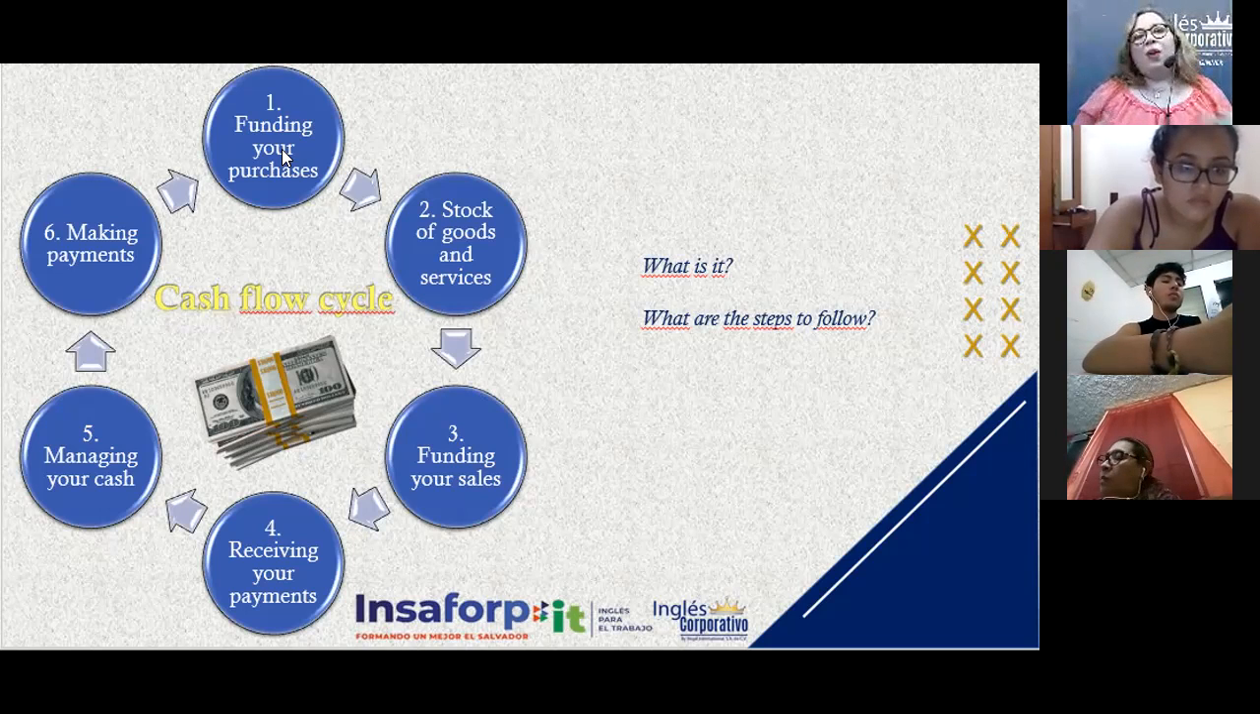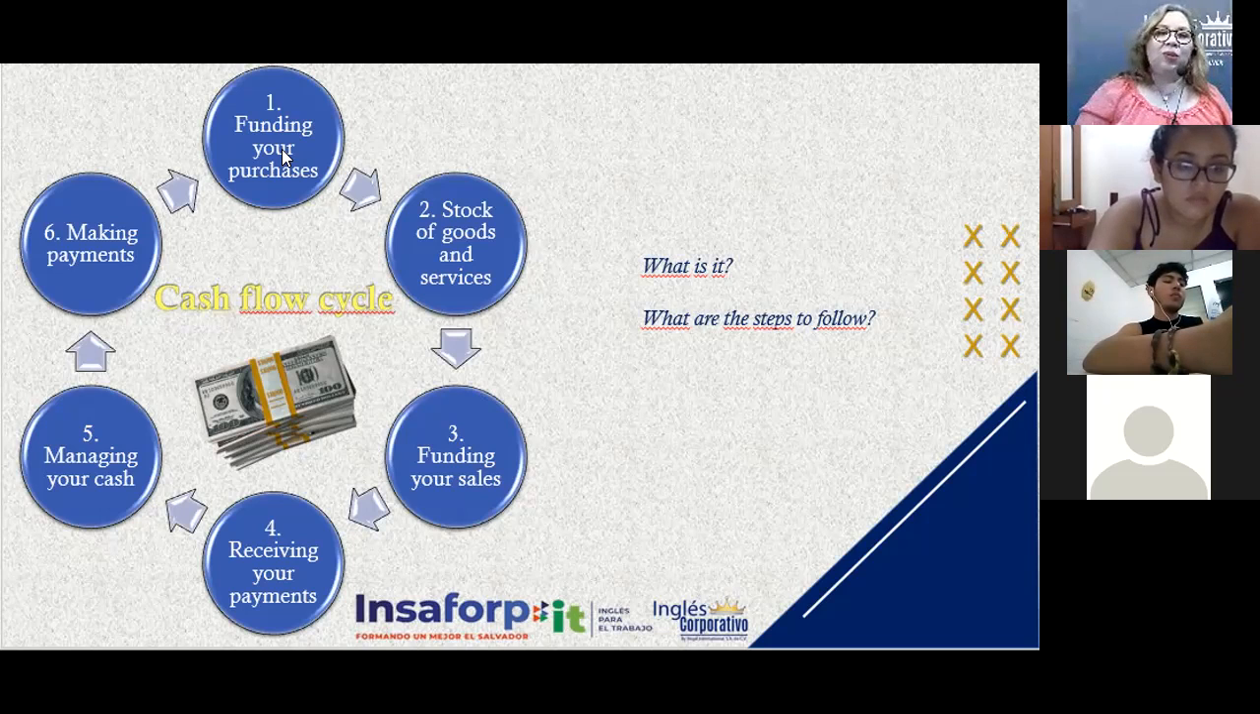¿ok? For example, volviendo al contador, ¿ok? Volviendo al contador, ¿qué actividades o cuáles son las responsabilidades de un contador? What are the responsibilities of an accountant? What are the responsibilities of an accountant? What are the responsibilities? Do you remember?